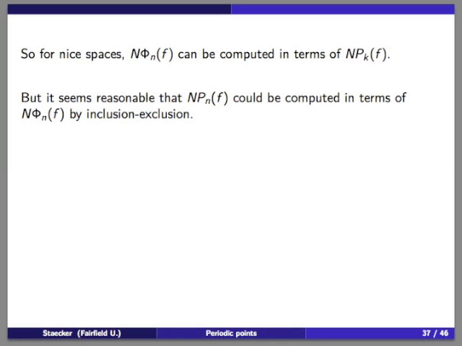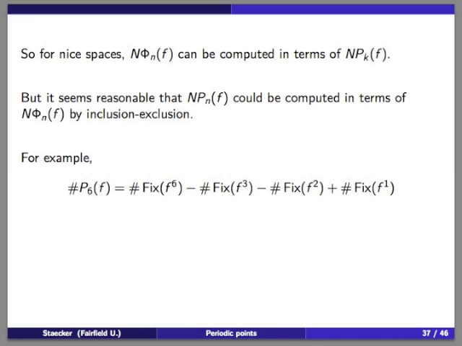Actually, if you think a little bit about this, it seems like maybe you could do the other way around also. It seems reasonable you could compute the NPN in terms of the lower N phis by some kind of inclusion-exclusion. Here's what I'm getting at here. For example, the number of P6, that means the points of minimal period 6 of a map, well, to find that, you could consider all points of period 6 and then subtract away the points of period 3. Subtract also the points of period 2. If you do those two subtractions, you will have subtracted the points of period 1 twice, so you add them back in. This is a typical inclusion-exclusion kind of a thing.